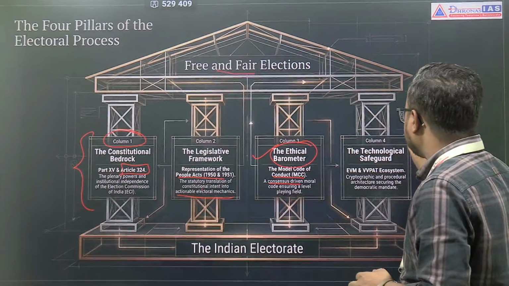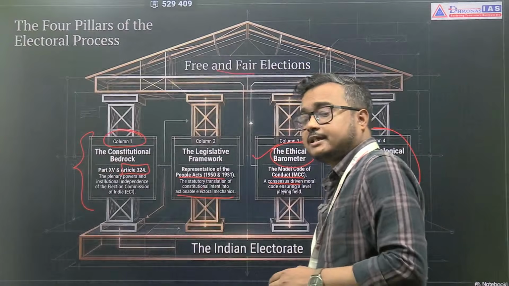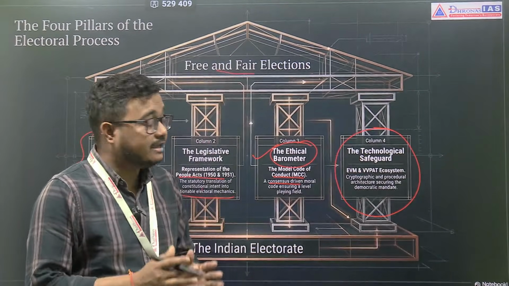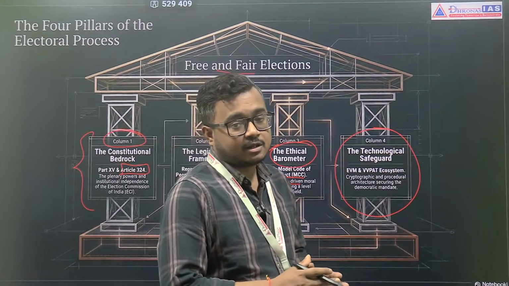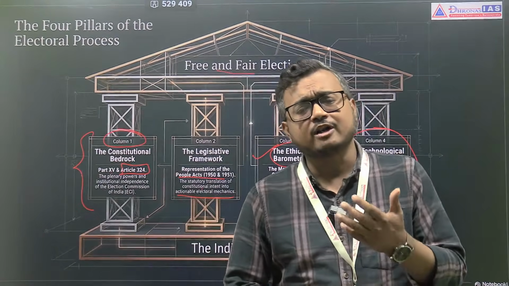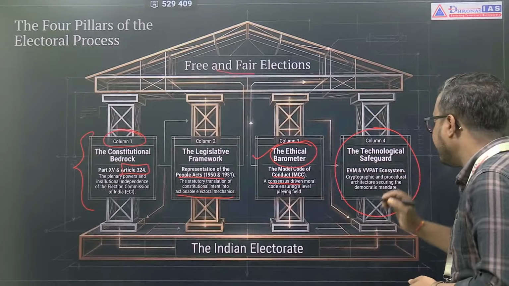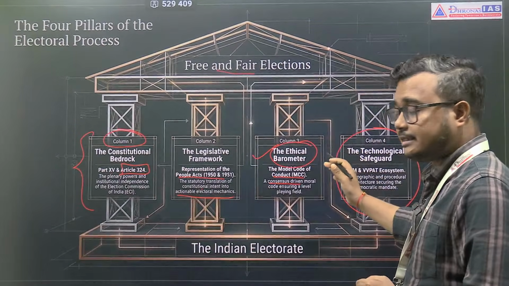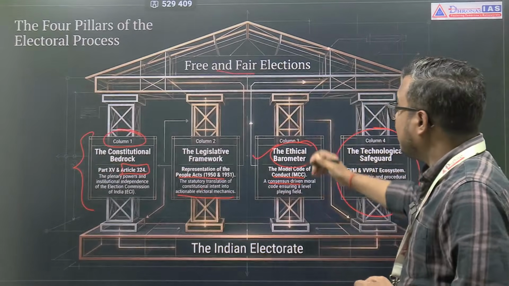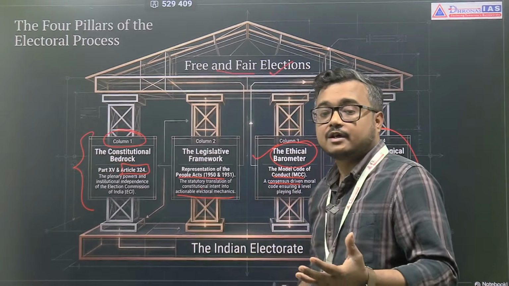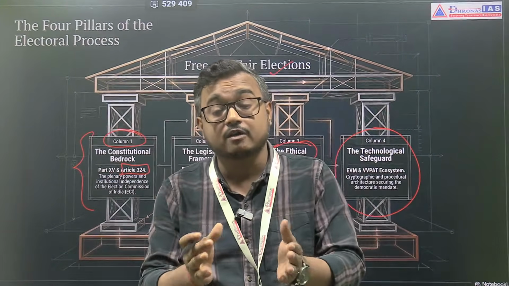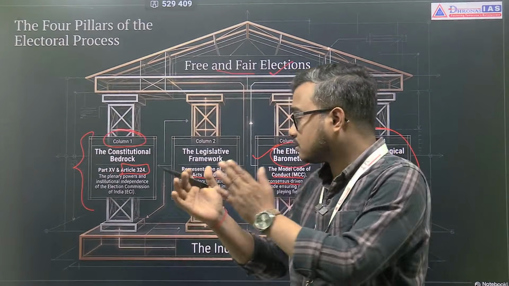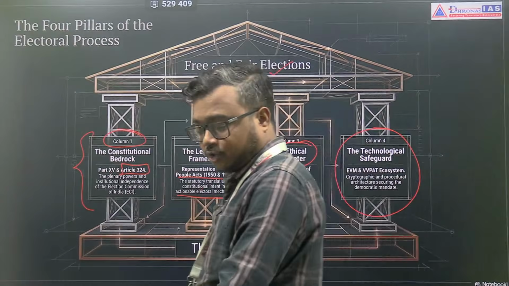And the last one, the fourth column, obviously the demand of the time, is the technological safeguard: the EVM and VVPAT ecosystem, the electronic voting machine and the voter verified paper audit trail ecosystem. All these columns try to ensure a free and fair election, which is a component of the basic structure of the Indian Constitution. So we'll look at them one by one.